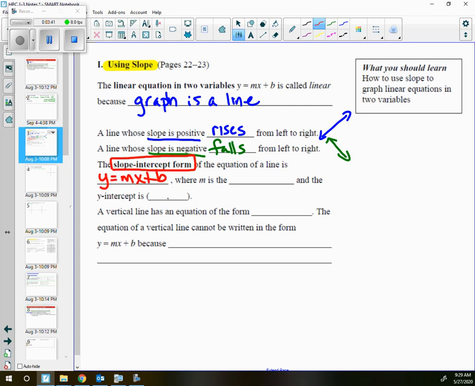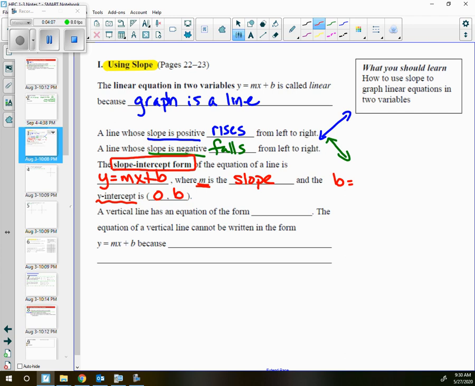Slope intercept form, where m is the slope, that rate of change, and the b value is the y-intercept. So it's telling you the y-intercept value. You can write it as an ordered pair, like we talked about for intercepts in section 2. Some people just say the b value is, so b is equal to. Also fine, just realize that that's where it crosses the y-axis.